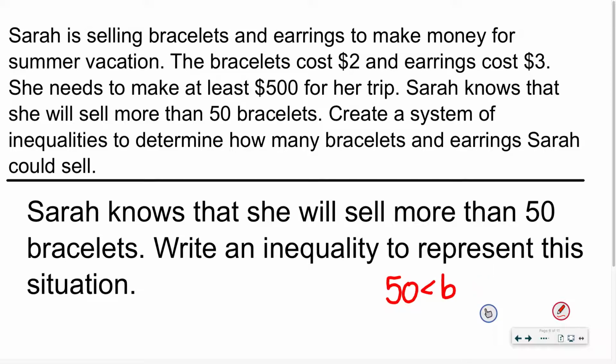Now, if she said a total, bracelets and earrings, then that would have been a perfect inequality. But here, she only wants to sell more than 50 bracelets. So this inequality represents that, right? 50 is going to be less than B, or for those of you who like to read it in a linear fashion, the number of bracelets would be more than 50. Those are the same inequality. When I read, I have an easier time, just personally, reading it that way. But whichever way, they're the same inequality.